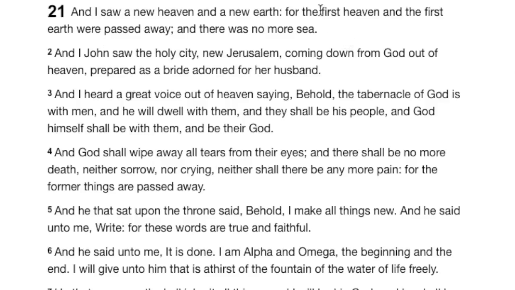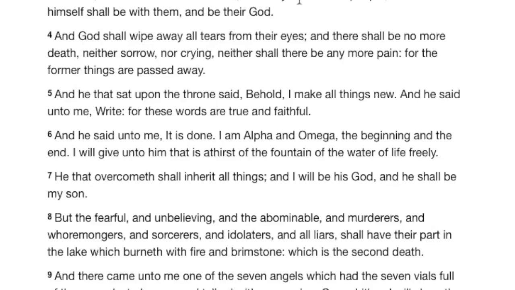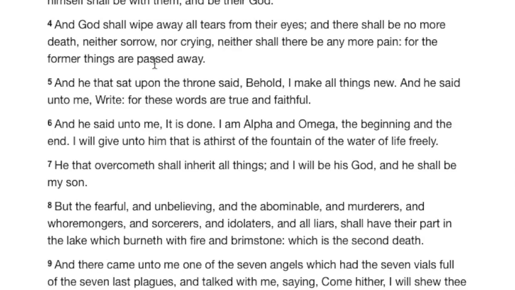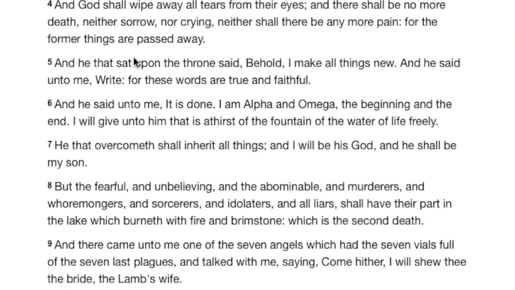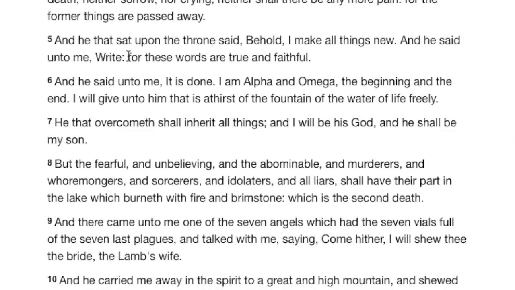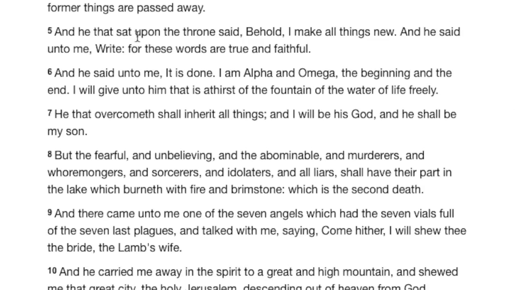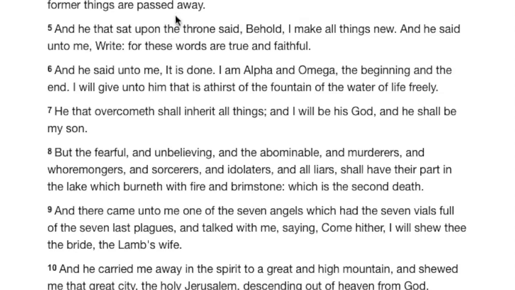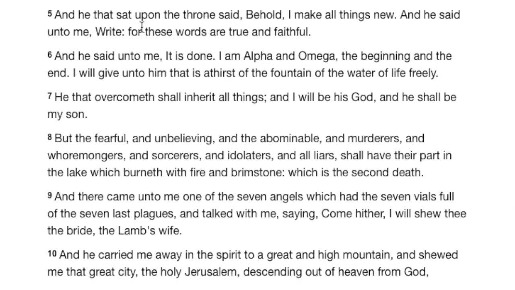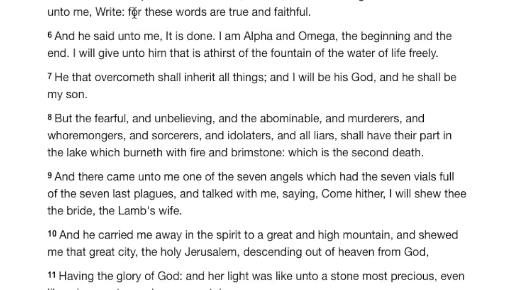The first heaven and the first earth were passed away. There was no more sea. It's all going away. And then the tabernacle of God comes down. No more death, no more pain, no more sorrow. All former things have passed away. Totally new age, man. Totally new age. Incredible. It's amazing. So have hope there. We're totally deceived in this world. The next world is just going to be amazing.